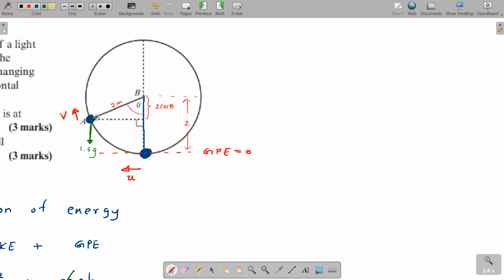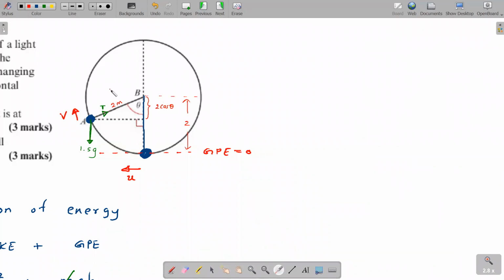The weight is acting always vertically downwards, and since you have a string, the string has a tension. The tension is acting like this, on the string. Over here, I'm trying to use F equals MA towards the center. The center of our circular motion is B. So when you apply F equals MA towards the center B, you can see the tension is already directed towards the center.